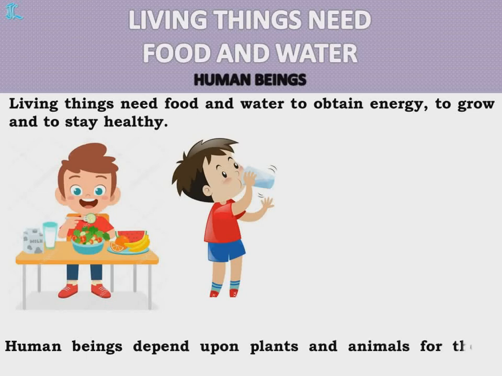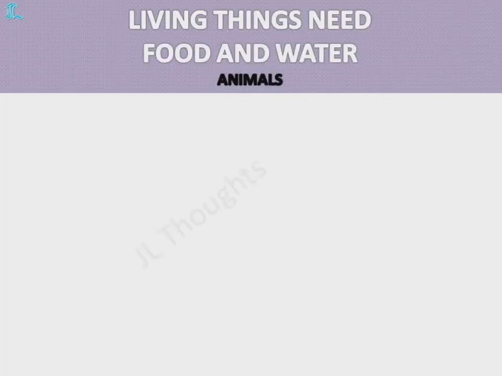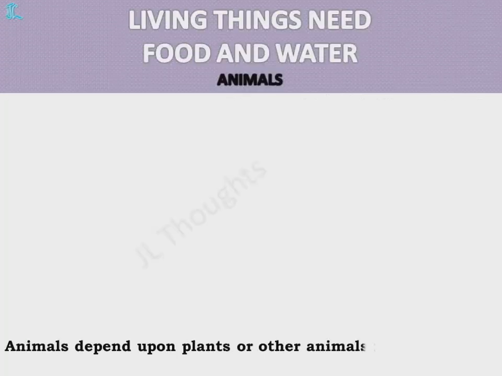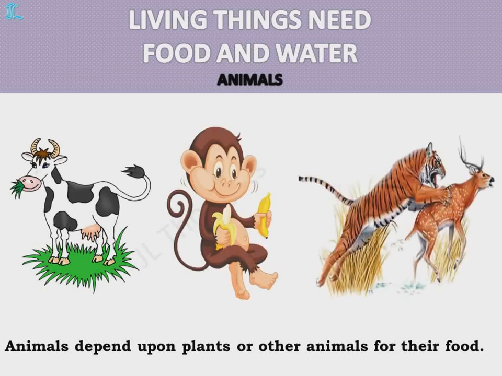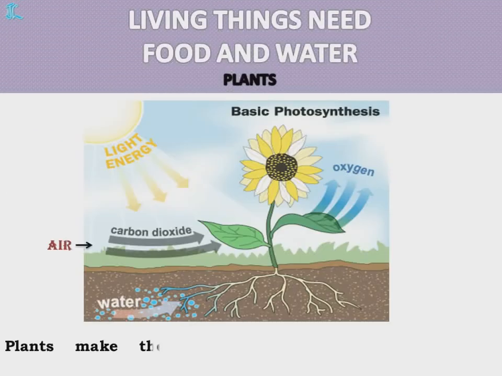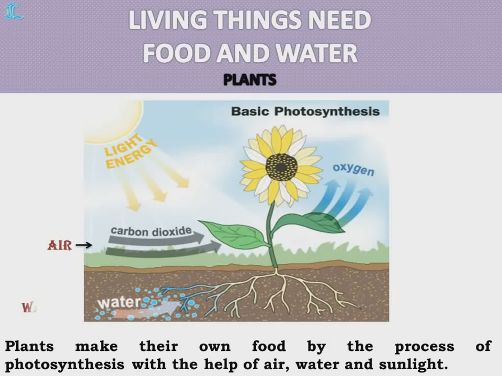Human beings depend upon plants and animals for their food. Animals depend upon plants and other animals for their food. Plants make their own food by the process of photosynthesis with the help of air, water, and sunlight.